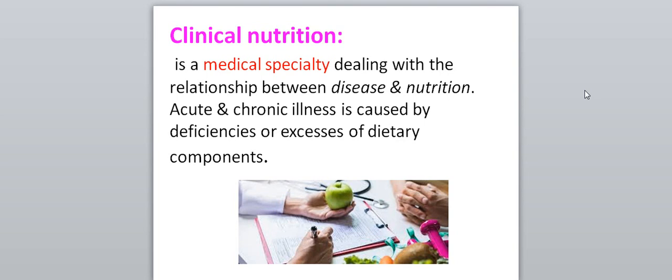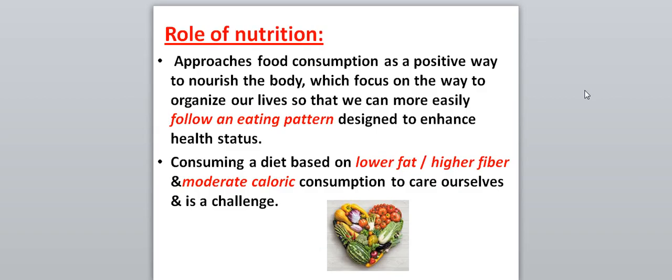What about clinical nutrition? It is a medical specialty that deals with the relationship between disease and nutrition. There are a lot of acute and chronic diseases or illnesses caused by deficiency or even excess of dietary components, not only deficiency. So the approach here is food consumption as a positive way to nourish the body, and it focuses on the way to organize our life so that we can more easily follow an eating pattern designed to enhance health status.